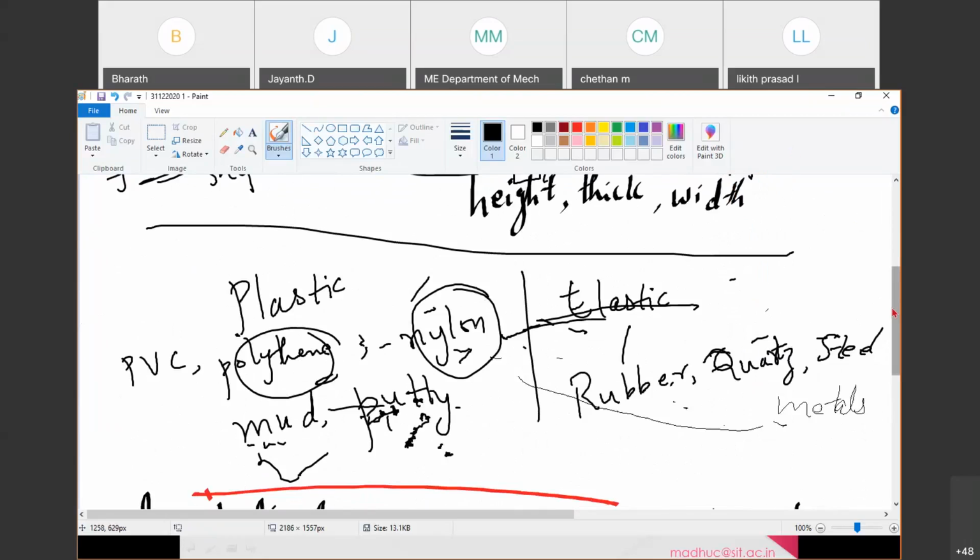Examples are quartz, rubber, steel, metals. I won't say all the metals, but most of the metals are elastic. Even if you take aluminum, you can bend it and sometimes it can go back. Stainless steel, the same thing. You can bend the stainless steel, and after that it is going to come back to its original, maybe with some small change. So that covers plastic and elastic materials.